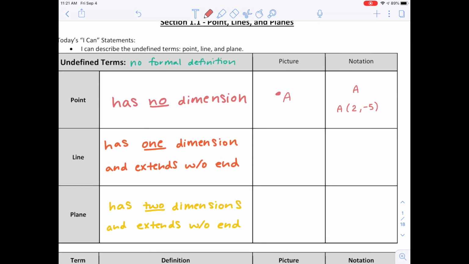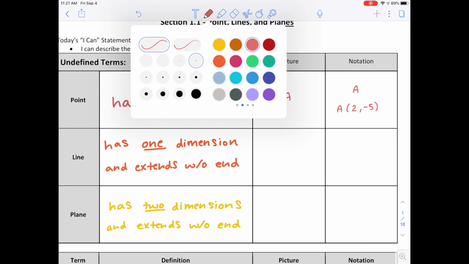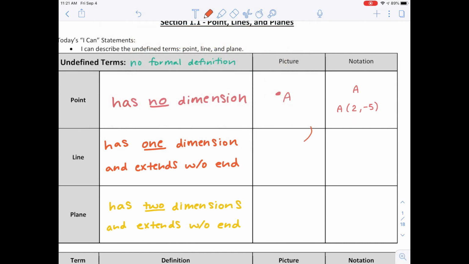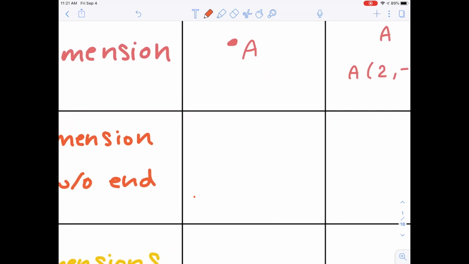A line has one dimension and extends without end, and basically what a line is, it is a collection of points that go in a straight line forever and ever and ever. We've seen lines probably more than anything else in earlier classes. And the way that we typically name lines is we say, okay, let's find some points on the line. So this line has point B and point C.